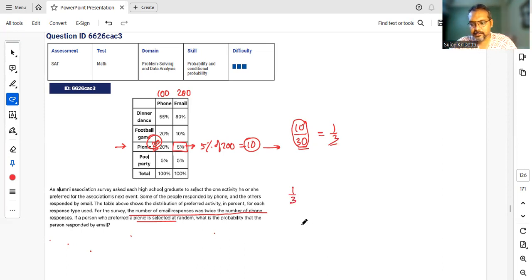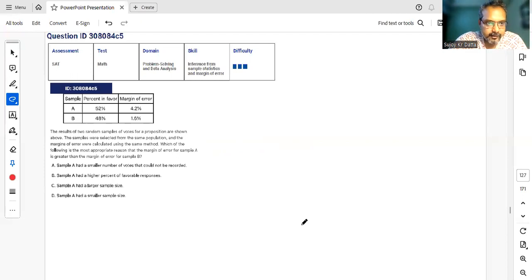Okay. Next. So samples A and B, percentage in favor, margin of error, etc. The results are shown. Which of the following is the most appropriate reason why the margin of error for A is greater?